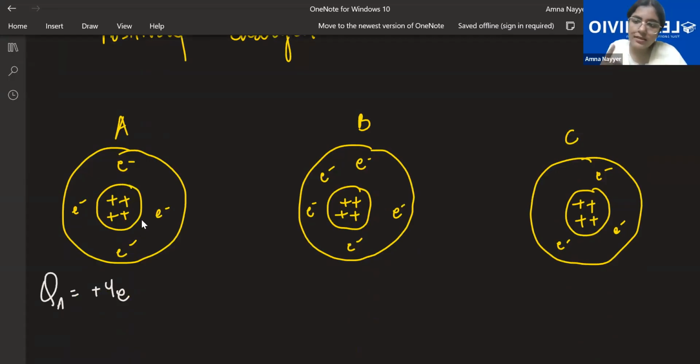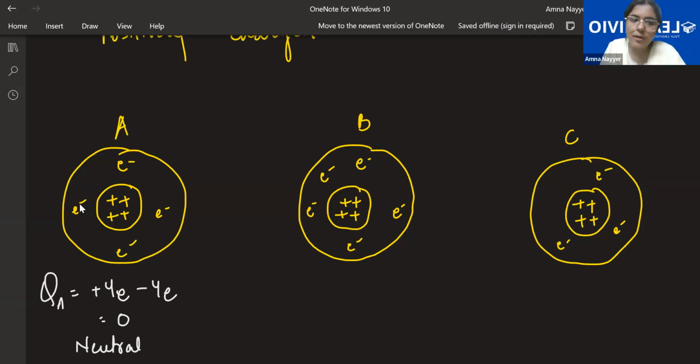Similarly, 1 electron has the charge minus e. So 4 electrons in this atom will have the charge minus 4e. So plus 4e minus 4e, the net charge is 0 on this object. And directly you can also see that positive charge is balancing exactly negative charge. So this body is known as a neutral body.